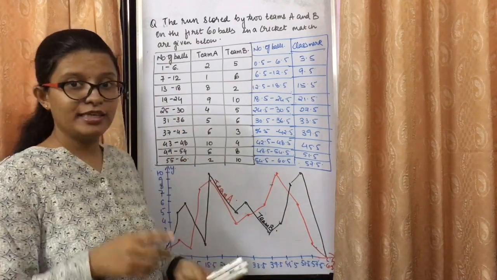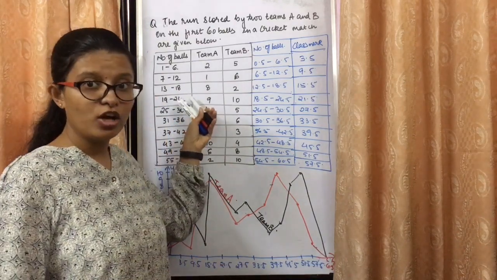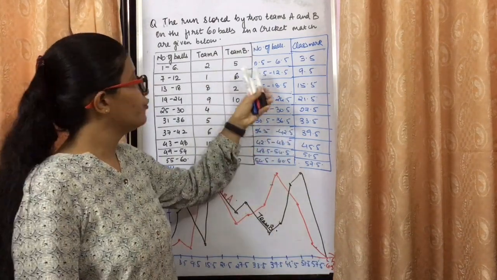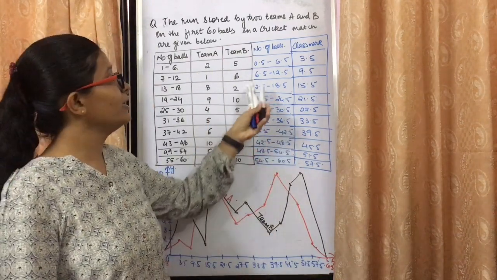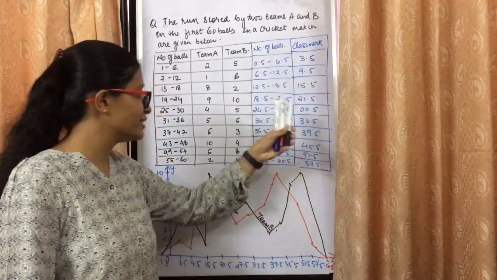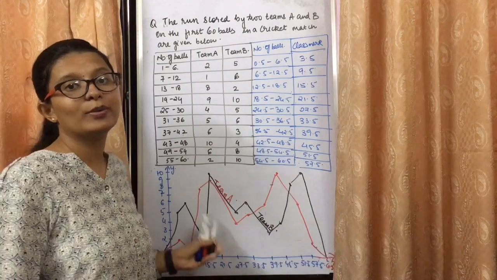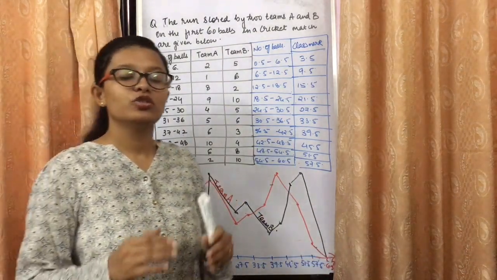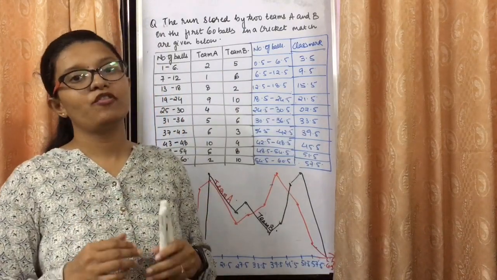First of all, let me see if the class intervals are equal or not. Then we need to see if the class sizes are equal or not. If they are not equal, we need to make them equal. Then we need to find out the class marks. Once the class marks are done, we can find the frequency polygon. So I hope the questions must be clear. These were the varieties in the frequency polygon.